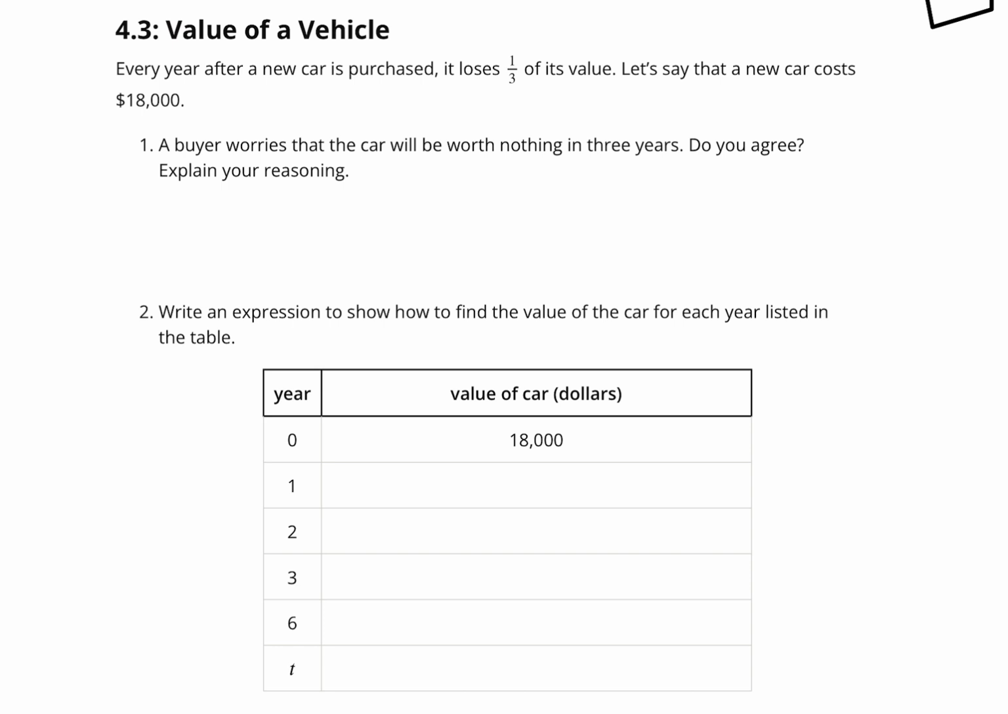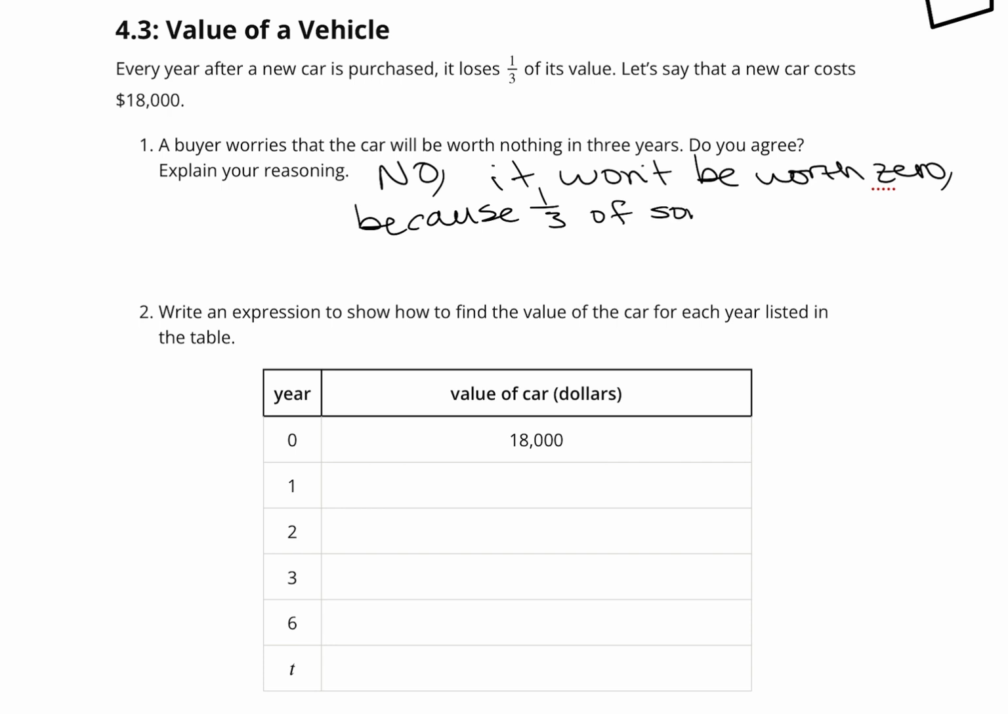So I would say no, it won't be worth nothing. It will be worth a lot less, but it can't be worth 0 because if we're constantly dividing by 3 or multiplying by 1/3, it's going to get very, very small, but it's not ever going to actually reach 0. It will approach 0. So I'll say no, it won't be worth 0. Because 1/3 of something is still something, no matter how small it is. It will approach 0, but it can't reach 0. The only time 1/3 of something will be 0 is if we're taking 1/3 of 0.